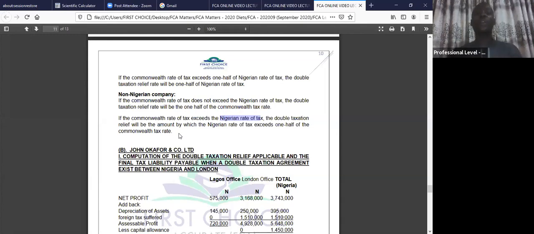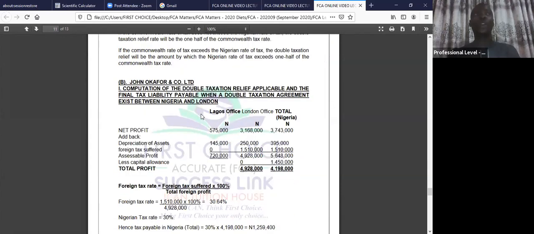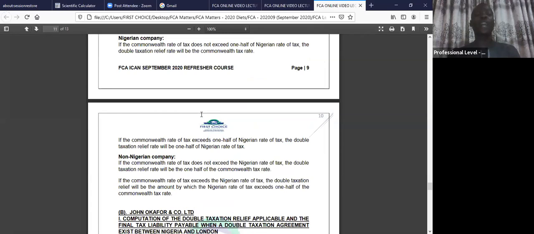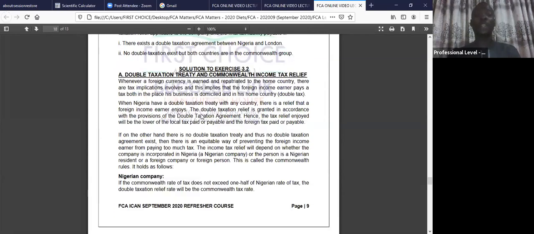as your relief. But here, if the Nigerian tax is 30 and here is 20, then we said you're going to use 1/2. So 1/2 of 20 is 10. So I believe we got the point now. I want you to go through all of this. If you have any question, please feel free to ask me in the WhatsApp class.